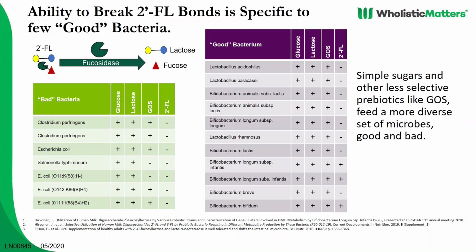But in contrary to this, 2FL is different. 2FL is hyperspecific towards not being able to be broken down by these bad bacteria. They don't contain the enzyme necessary to break that bond, which is called fucosidase. They can't break that initial bond. And what happens then is not all microbes are able to consume this readily. In many cases, it can hang around a little bit longer, not be as quickly metabolized. And then what you see is only a small subset that do express this ability to cleave that initial bond and are able to consume this readily.